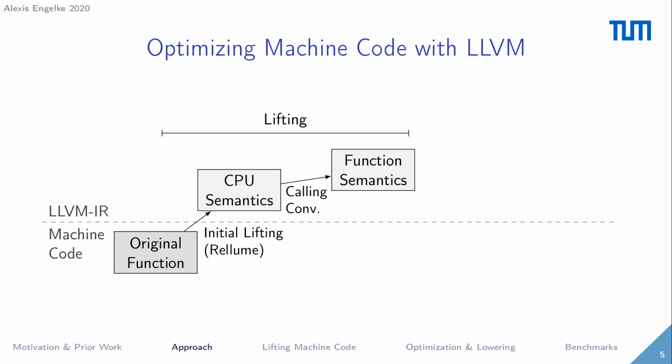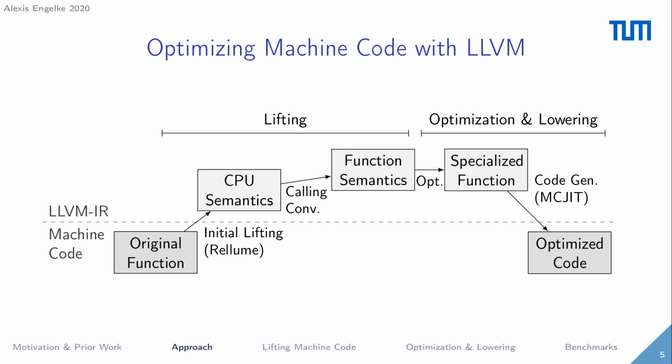After lifting, we can perform performance optimizations using standard LLVM passes, making use of additionally provided information about constant runtime data. The resulting code is then specialized to this configuration. Finally, we use the LLVM-MC JIT compiler to generate optimized machine code for the function and store it in the same address space, so it can be used instead of the original function.